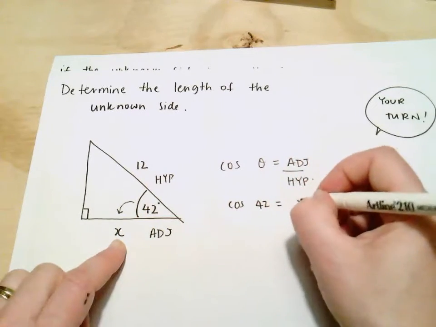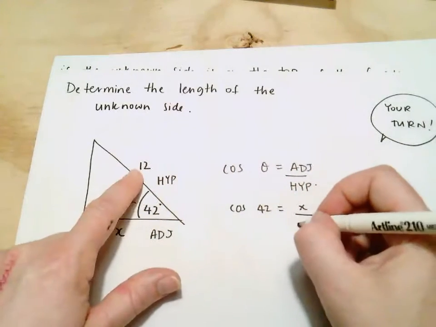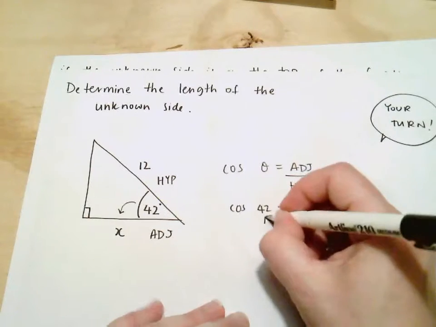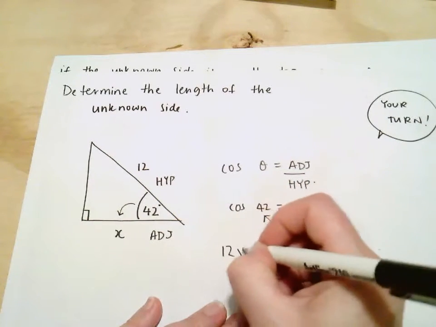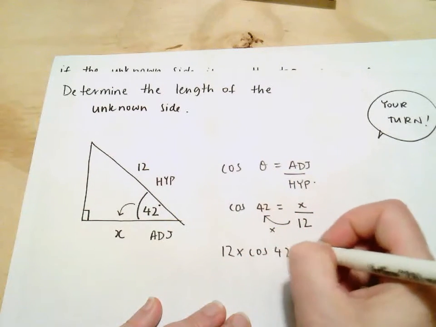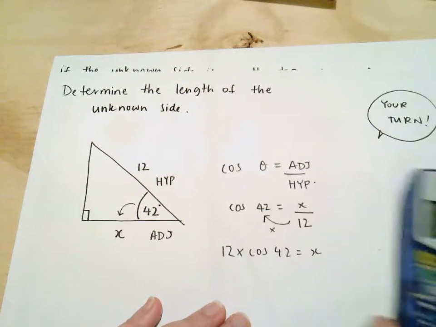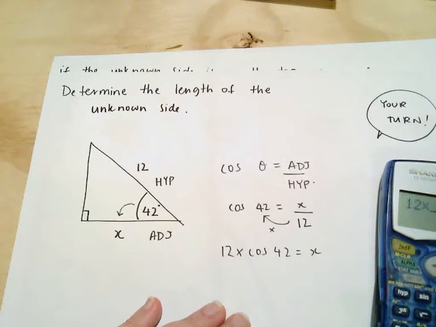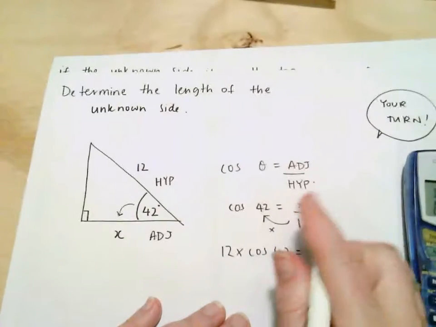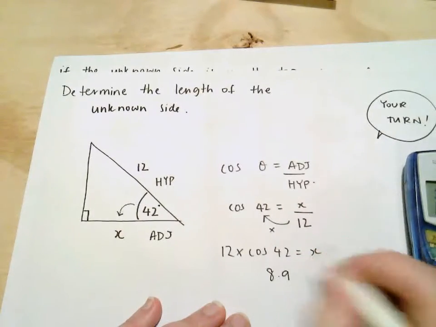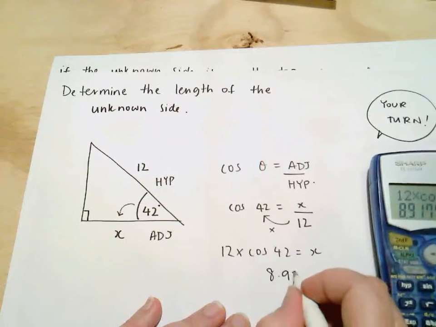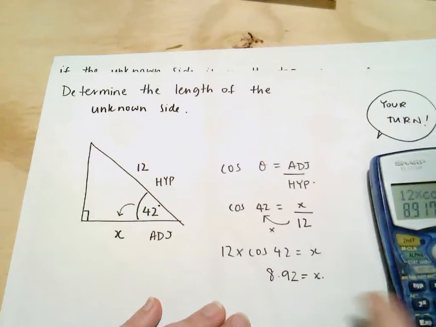My adjacent side is my unknown. My hypotenuse is 12. I bring this up by multiplying. 12 times cos 42 equals x. On my calculator, 12 times cos 42 equals 8.9. I'm going to round it up to 8.92 equals x. Hopefully you got it right.